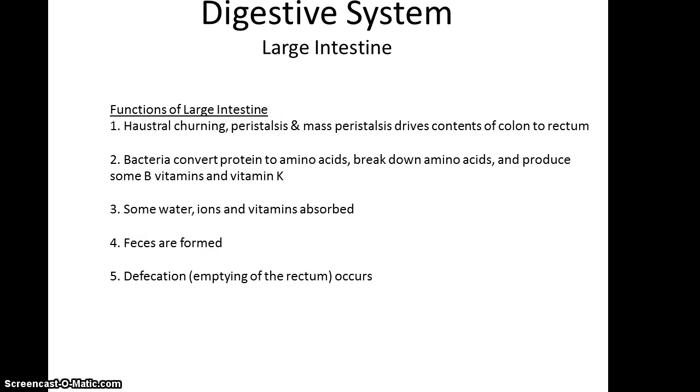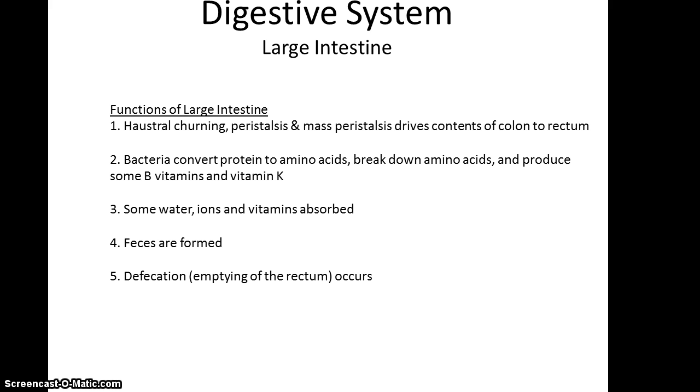Functions of the large intestine. Well, you have haustral churning, peristalsis, and mass peristalsis, which drives the contents of the colon toward the rectum. Haustral churning is basically involved in mixing the chyme up. Peristalsis is a slow migration of the chyme, and mass peristalsis is a fast movement of the contents in the large intestine. This often occurs after you've eaten a large meal to make room for the next set of material that's coming along.